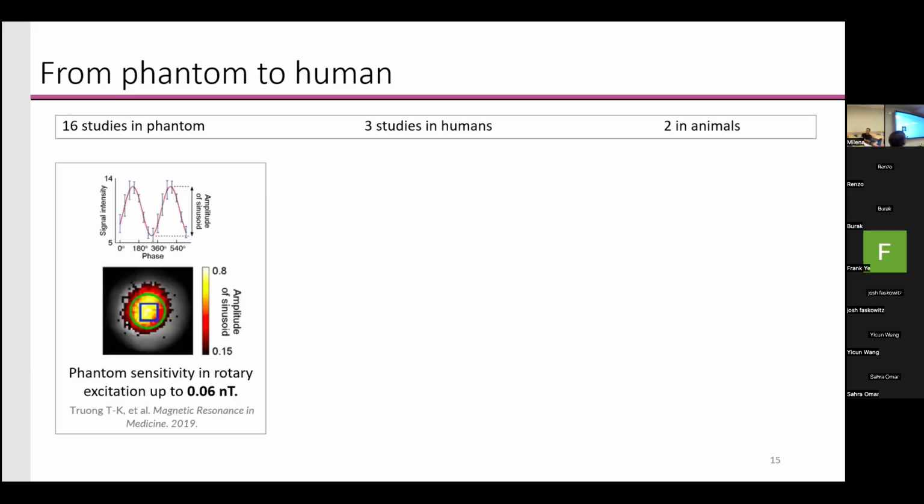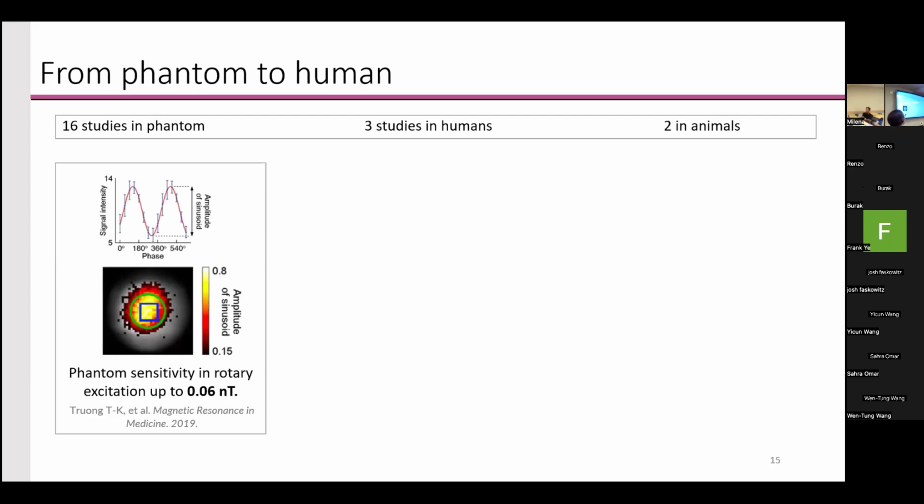And the most important studies, I would say, first, Frongeral show with the phantom that we can detect fields down to 0.06 nanoteslas, which means that in theory, we would be able to detect also neuroelectric oscillations, which can be in the range from 0.1 nanoteslas if we are lucky.